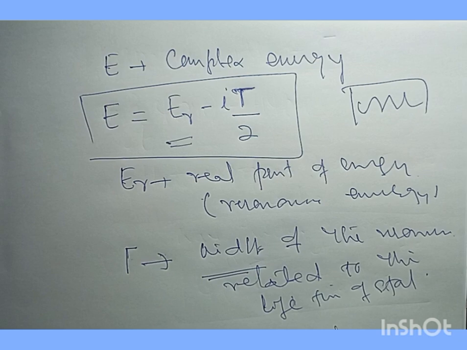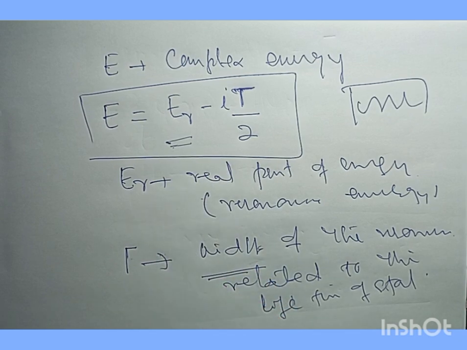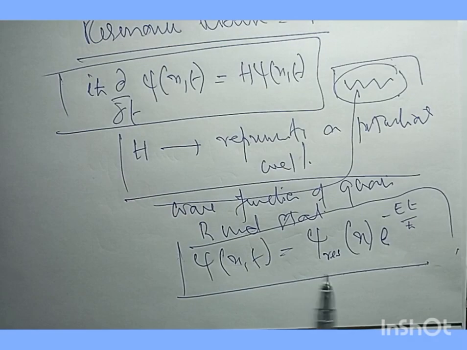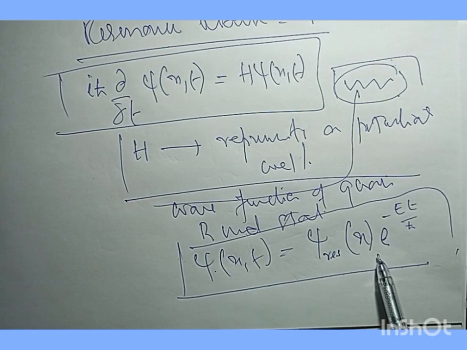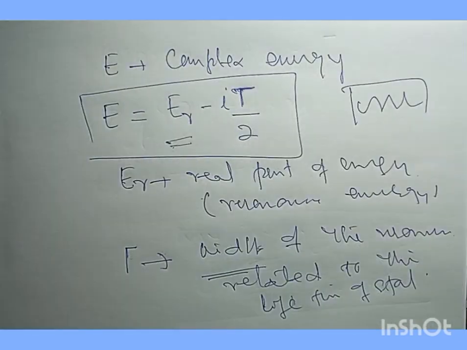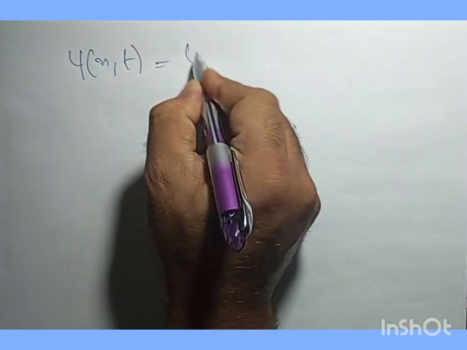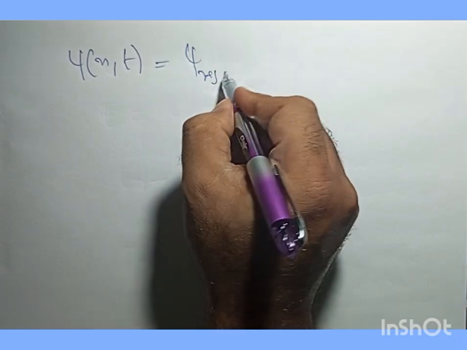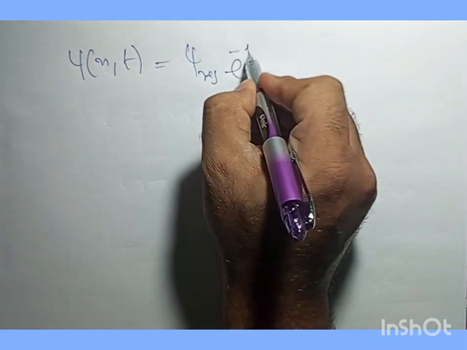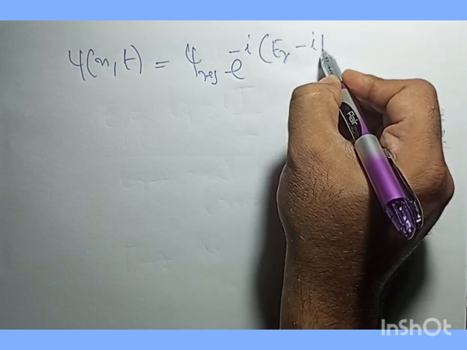So if I substitute this complex energy into the wave function, so we have the wave function. This is my wave function. And for this E, I will use this complex energy. So how will my wave function look like? It will look like ψ(x,t) equals ψ resonance e to the power of minus i times (E_R minus i Γ/2) t by ħ.